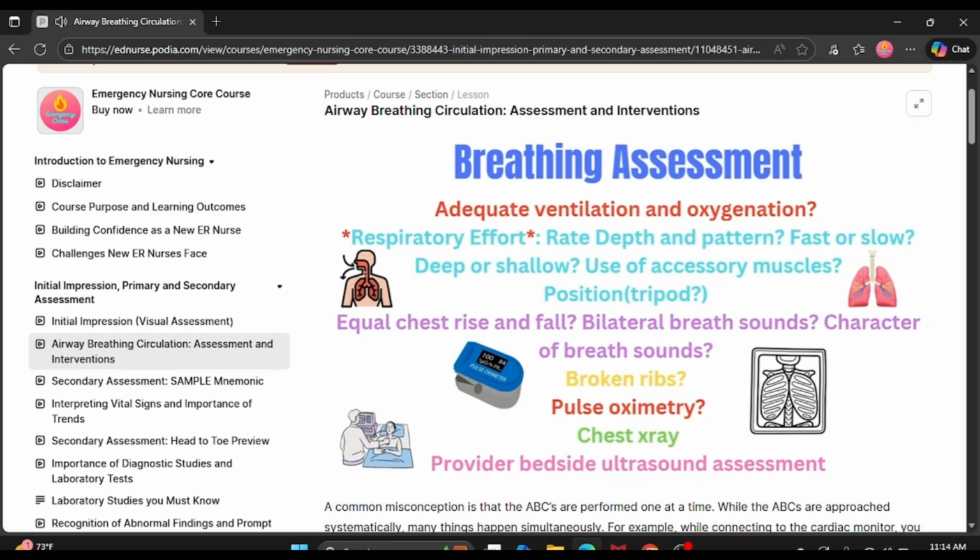We assess their overall respiratory effort. Do we see chest rise and fall? Is it symmetrical? Is their breathing nice and effortless, or is it fast and labored? Is it deep or shallow? Is it slow? Is it too slow, or perhaps too fast? Perhaps they are tripoding. So overall, does it look like they are in respiratory distress?